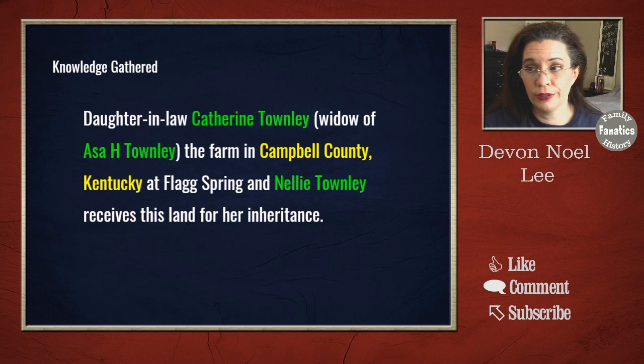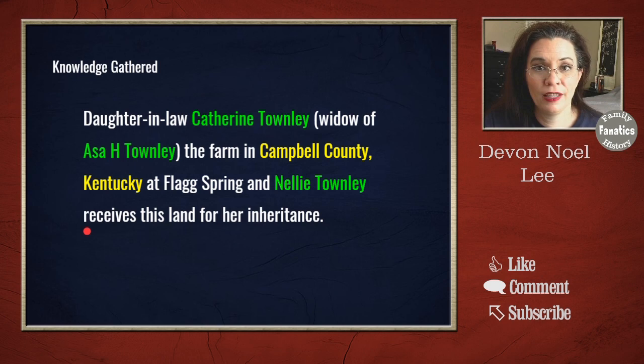So not only do I have Asa the son, and it says he's mentioning the widow. So we know that Asa died before this will came to be. So if you didn't know when Asa died, well, here's a clue. Sometime before the will was signed, then he died and John is leaving property and money or stuff to his daughter-in-law in another location.